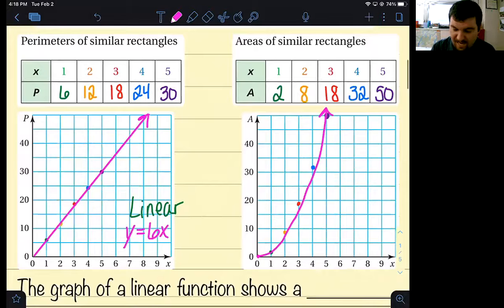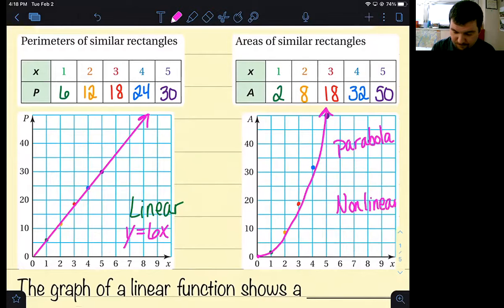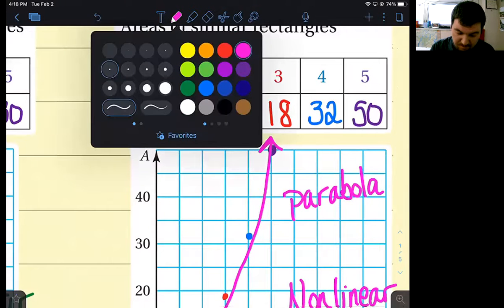And so it's going to look like half of a parabola. And so it's obviously going to be nonlinear. Okay, it's going to be nonlinear. Now I want you to notice something here.